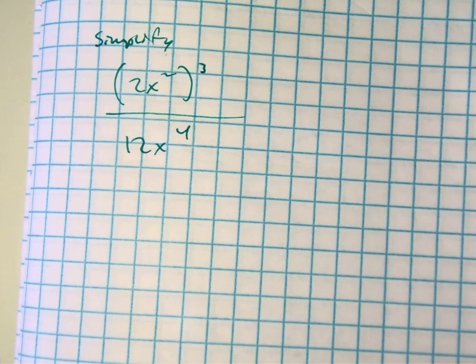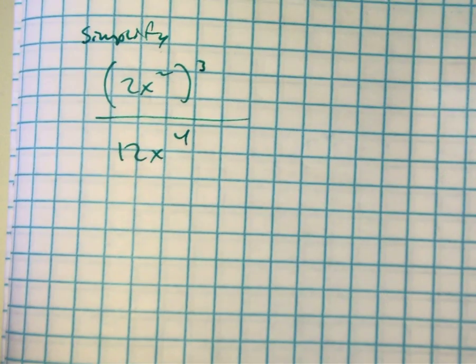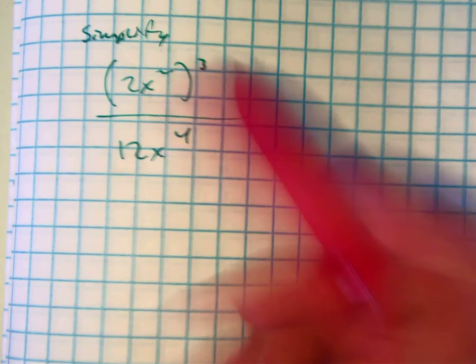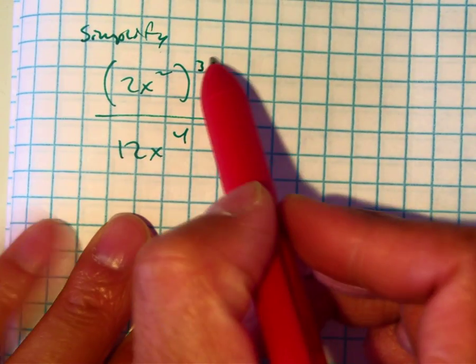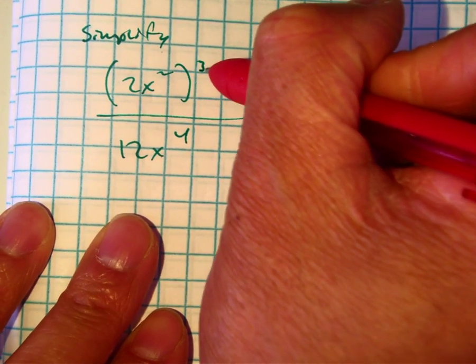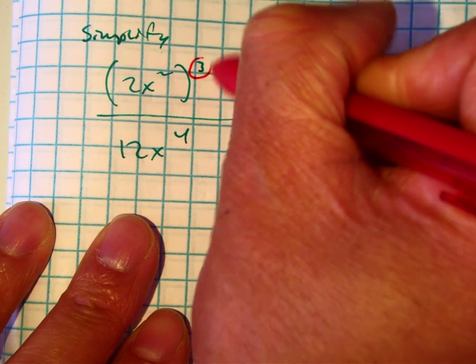And this problem tells us to simplify. From yesterday's lesson, you should pay attention to the parentheses. This problem doesn't have any parentheses, so you can't do any distributing. This problem does have parentheses with an exponent on the outside. This is where I would distribute.